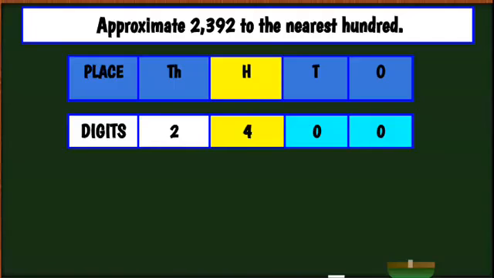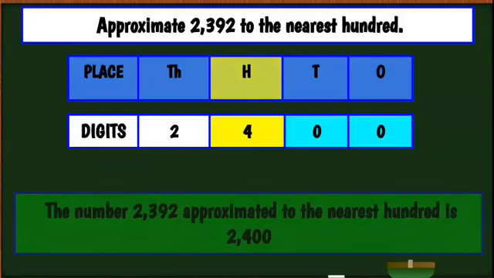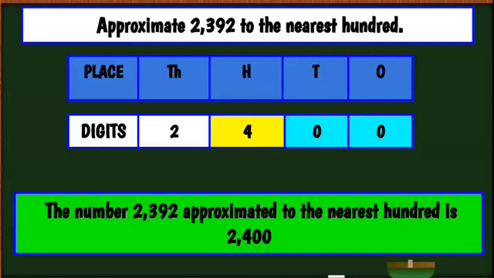Now notice that the number in the thousands position, nothing was done to that. So the number in the thousands remains the same, but the focus here would be on the hundreds and tens if you're approximating to the nearest hundred. So here we have the number 2392. Approximated to the nearest hundred is 2400.